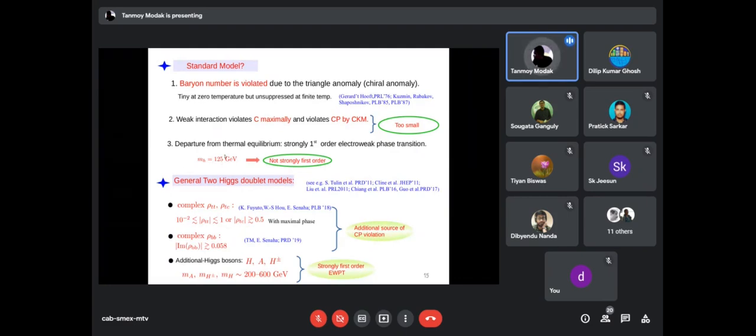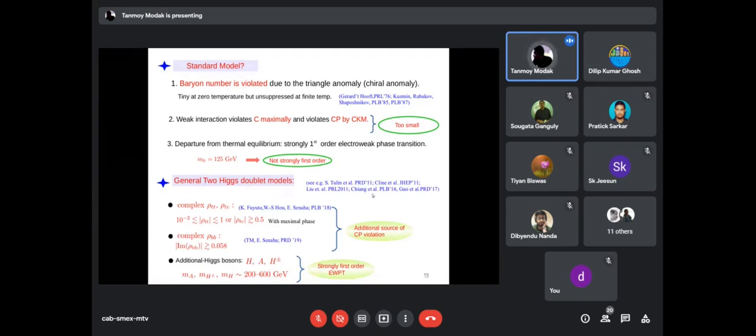But since we discovered the Higgs boson mass is around 125 GeV, we know that a strongly first order electroweak phase transition is not possible in the standard model. All right, so what happens if we add one doublet, and just one doublet, to the standard model? That is the so-called general Higgs doublet model.